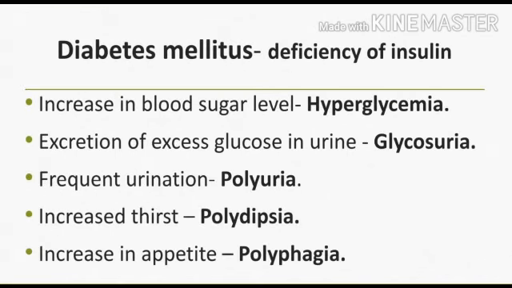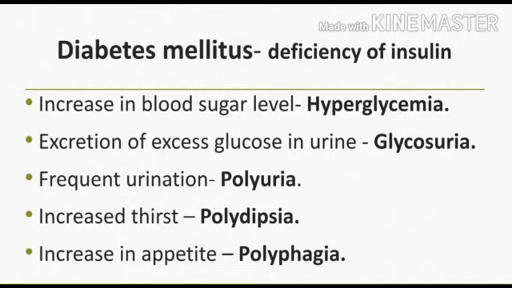So if there is deficiency of this hormone insulin, what will happen? It will lead to diabetes mellitus. Diabetes mellitus is characterized by increase in blood sugar level, that is hyperglycemia, that is more amount of glucose will be present in the blood. Then excretion of excess glucose in the urine, that is glycosuria, that is more amount of glucose in the urine.